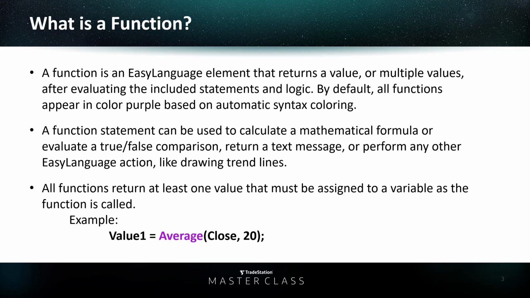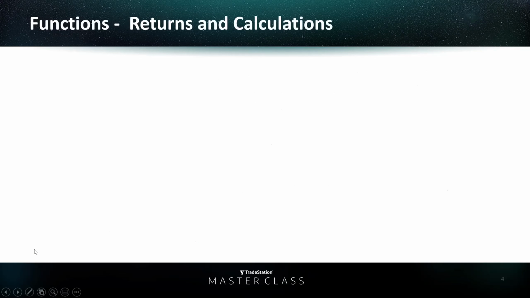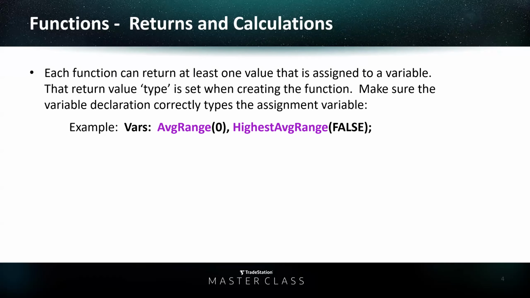Okay, so let's continue on, and I was just looking for some sample code that I was going to show you today. But on this PowerPoint, the next slide: functions, returns, and calculations. Each function can return at least one value that is assigned to a variable, just like the example we just saw, average. The return value type is set when creating a function. Make sure the variable declaration correctly types the assignment variable.